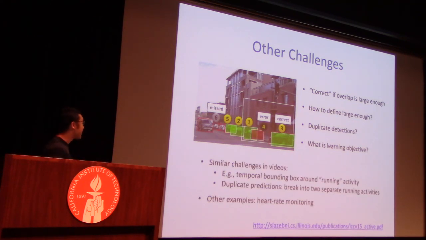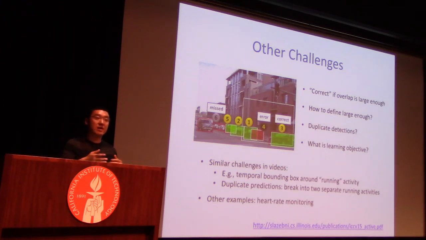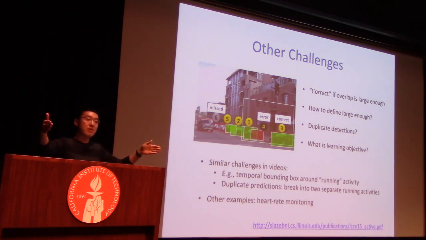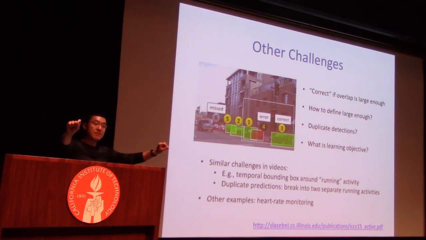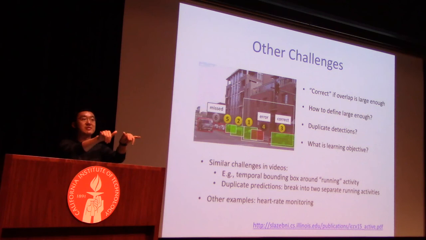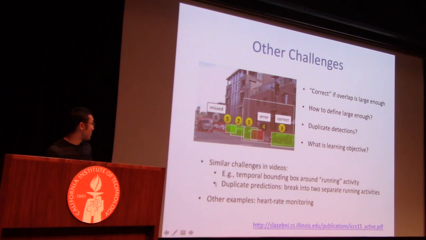We have similar challenges in videos. For example, if there's an activity like running over a sequence of frames, and we want to put a temporal bounding box around the running activity, did we capture the full running activity? Did we cut off our prediction before the person actually stopped running? What if we predicted the person was running on two separate instances when it was a single instance of running? Just like in this car case, we predicted that there were two cars. If we're using this for a census, we would have in this case overcounted the number of cars, and in this case undercounted the number of cars.